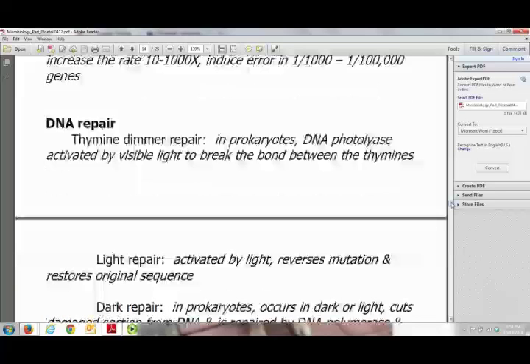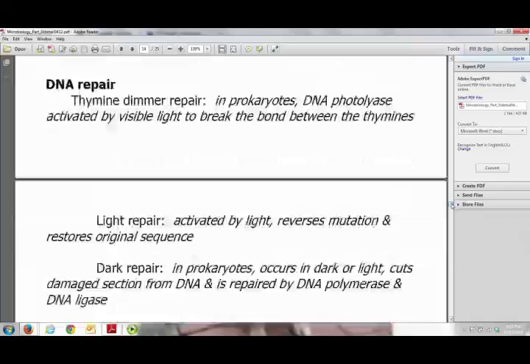So fortunately, we do have some mechanisms to repair DNA. Thymine dimer repair in prokaryotes: the DNA photolyase is activated by visible light to help break the bond between the thymines and the thymine dimers. So light repair is activated by light, and it helps to reverse the mutation and restore the original sequence.